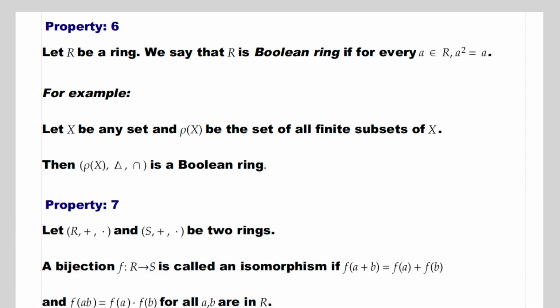Seventh property is, let (R, +, ·) and (S, +, ·) be two rings. A bijection f from R to S is called an isomorphism if f(a + b) equal to f(a) + f(b) and f(ab) equal to f(a) · f(b) for all a, b in R.